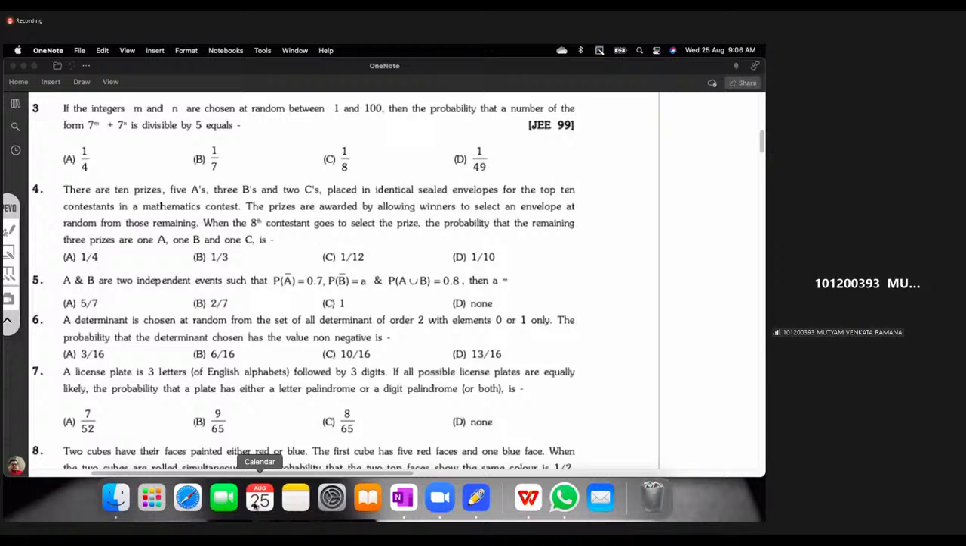Yes. Will you share these questions? These questions are already there in OneNote. Write in Notability and share the link. Notability is not there with all the people. Notability is only for Apple. It is not available to all other people.